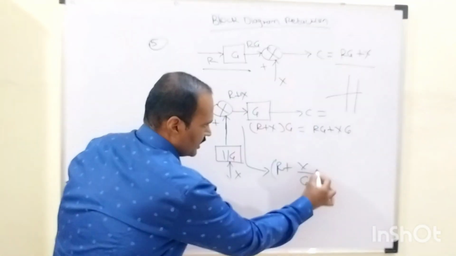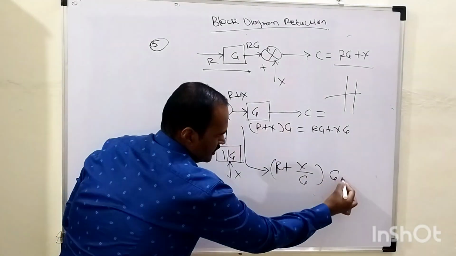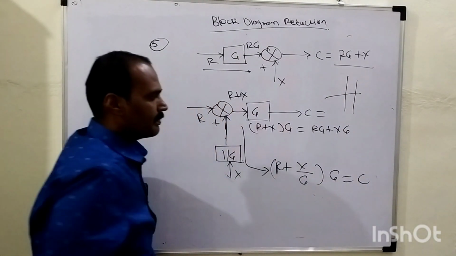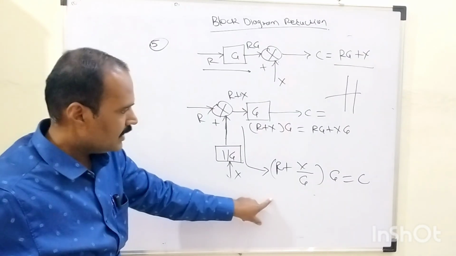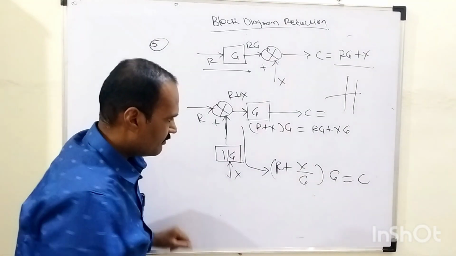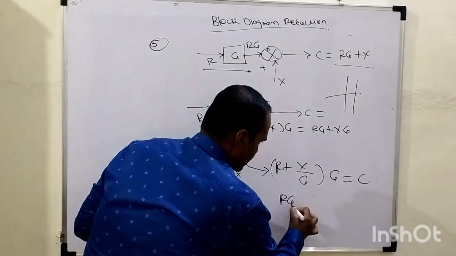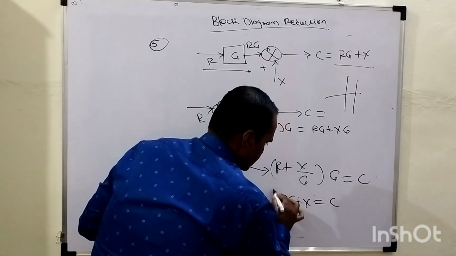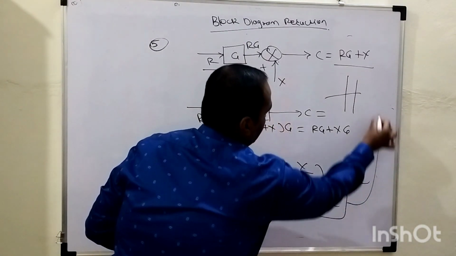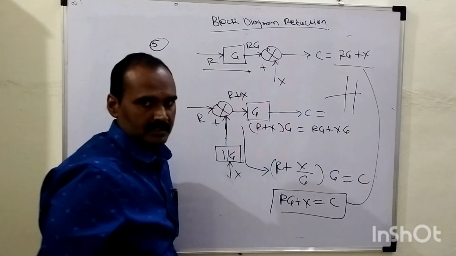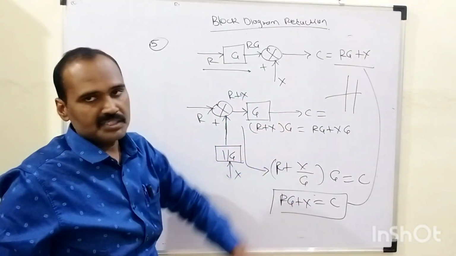Now this input is being given to this block whose gain is G, to generate the desired statement belonging to C, right? So when this G is multiplied with this parenthesis, it becomes Rg plus X, right? Which exactly equals the previous one. The same statement we want here, Rg plus X.